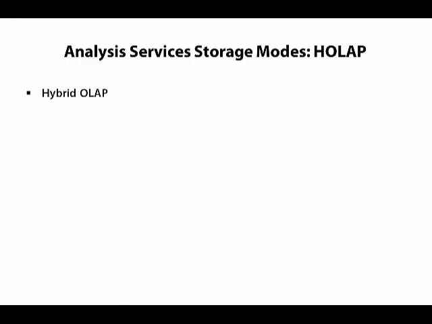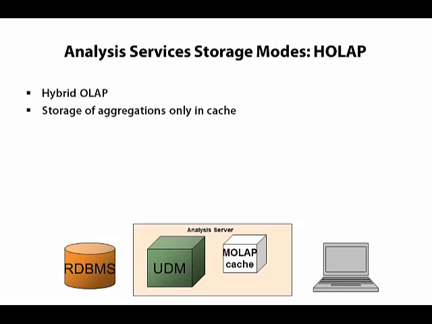HOLAP stands for Hybrid OLAP. With Hybrid OLAP, only the aggregations get stored in cache. So when we do processing, the UDM again provides the instructions to the analysis server to get the data from the relational system, but only aggregations are calculated and stored on the server.